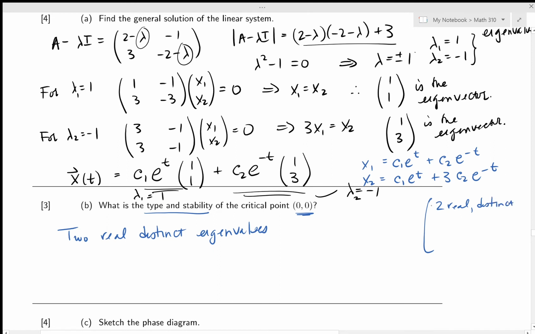That's one possibility. We could have 2 real and the same. So that would be lambda 1 equals lambda 2 equals 3 or something like that. And then we could have a complex pair. That is our only choices. So you should know what the stability and the type of the critical point is in all 3 cases. So we're in the 2 real distinct. So that means it's a saddle point.